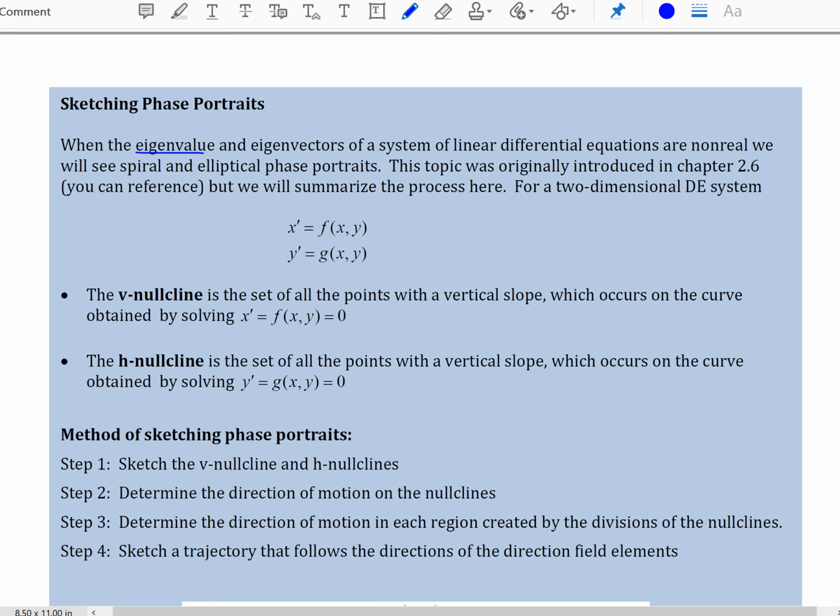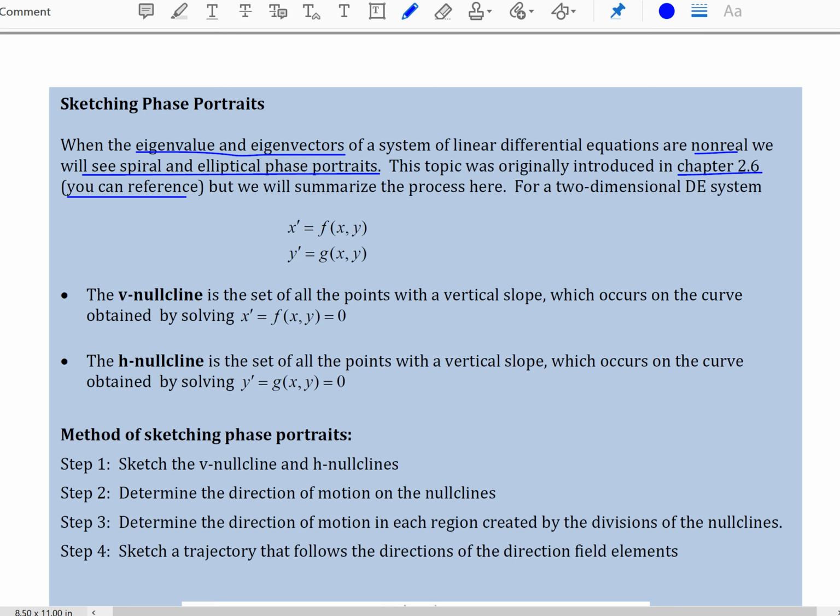When the eigenvalues and eigenvectors of a system of linear differential equations are non-real, we will see spiral and elliptical phase portraits. This topic was originally introduced in chapter 2.6. You can reference that chapter if you'd like. However, I'm going to summarize the process here.